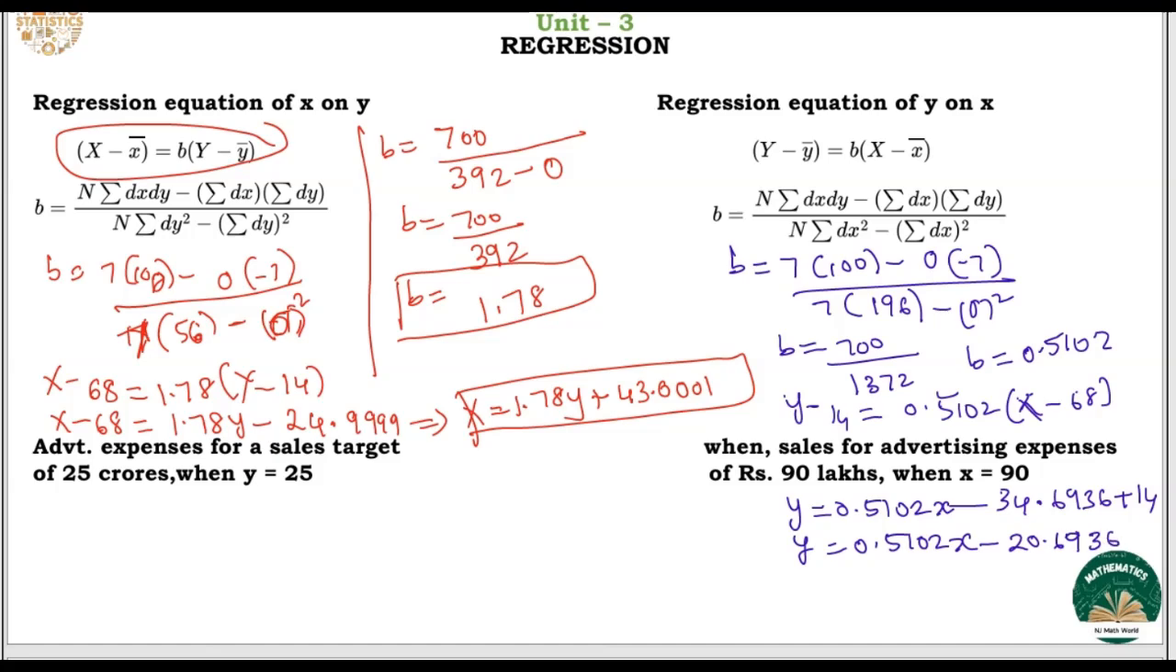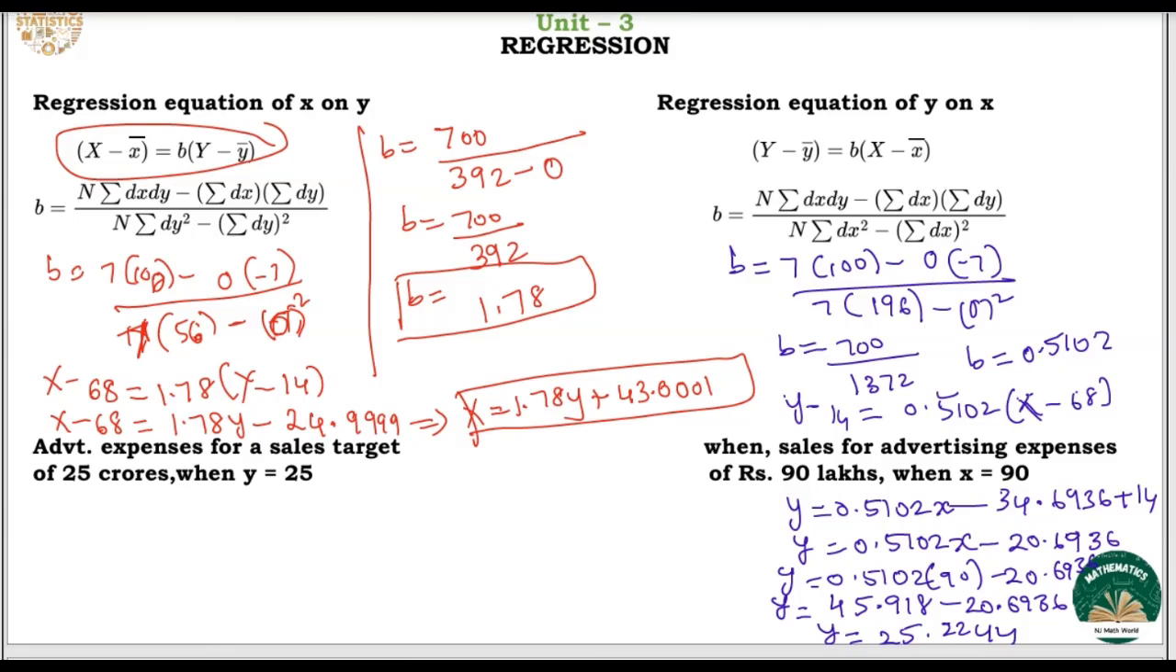Now the x value they have given is 90. So y will be 0.5102 into 90 minus 20.6936. If you multiply 0.5102 into 90, it is 45.918, minus 20.6936. If you subtract, we get the y value as 25.2244. So this will be the y value.